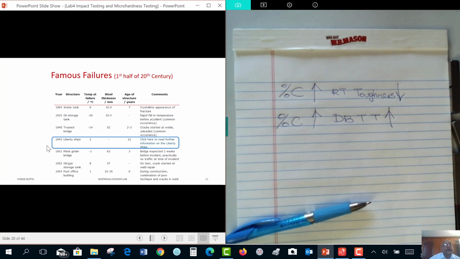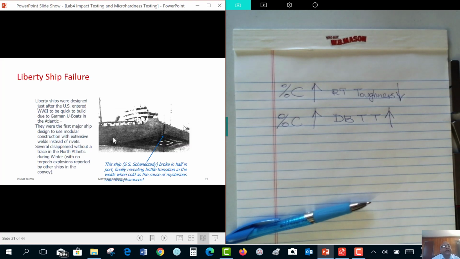Now, you may think that this was known for a long time, but this ductile to brittle transition was only scientifically understood in the 1940s. They started observing a number of failures at low temperature. The most spectacular were these Liberty ships during World War II. You might want to read further, it is in your textbook. You can see there were a number of photographs as they went out to sea. They experienced low temperature and they just split in half.